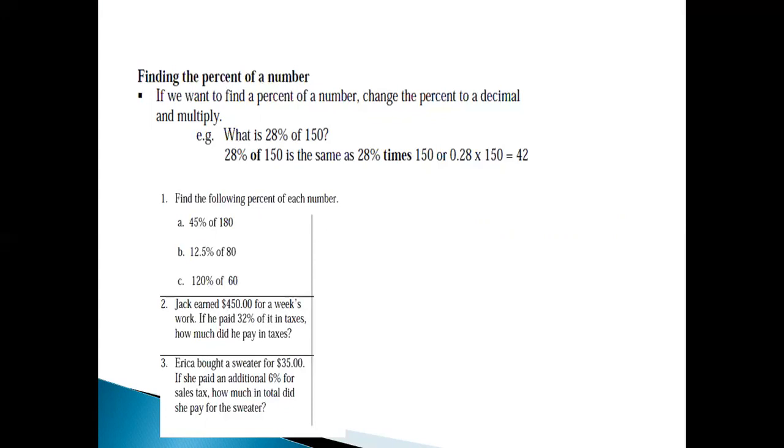Jack earned $450 for a week's work. If he paid 32% of it in taxes, how much did he pay in taxes? So all you have to do is 450 times 0.32, and the answer is 144. He paid $144 in taxes. Number 3 is a bit different because you're going to have to multiply 35 by 6% and then add back to 35 to get the total. So try that one on your own.